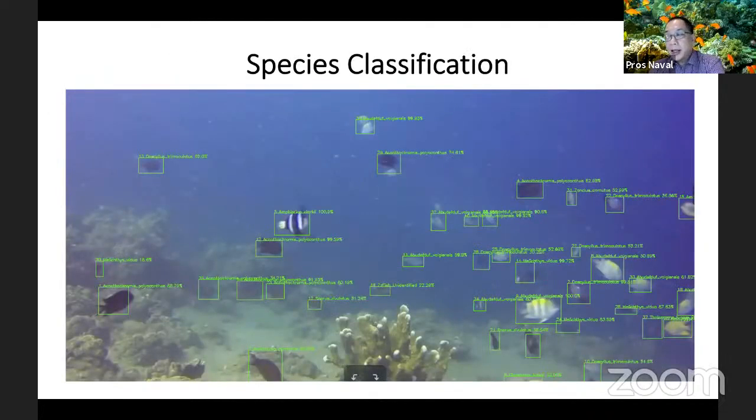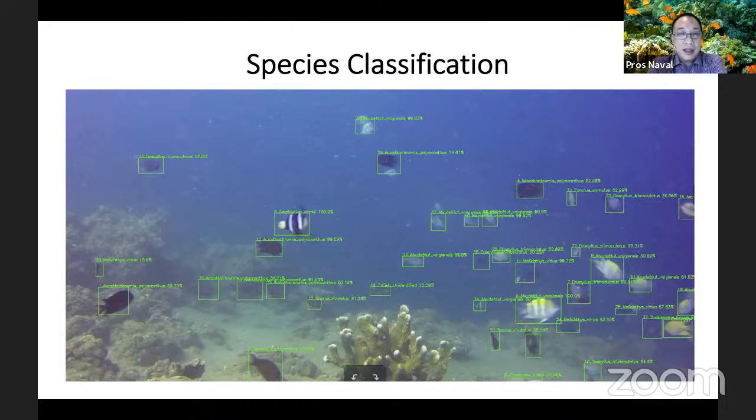So fish eye can recognize a species of fish. At the moment, it can recognize 517 species out of the 3,000 species of fish found in the Philippines. And you might ask, why only 517? What about the remaining 2,500 more? Can't you identify these species as well?